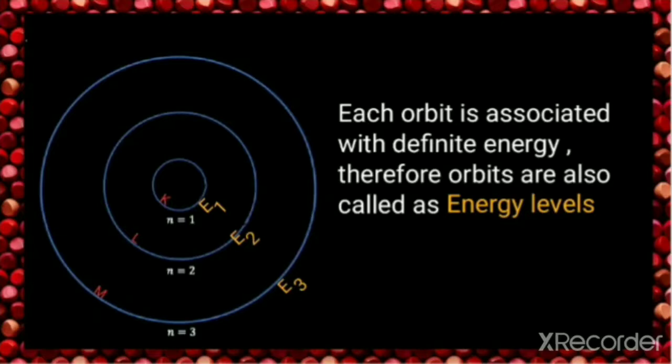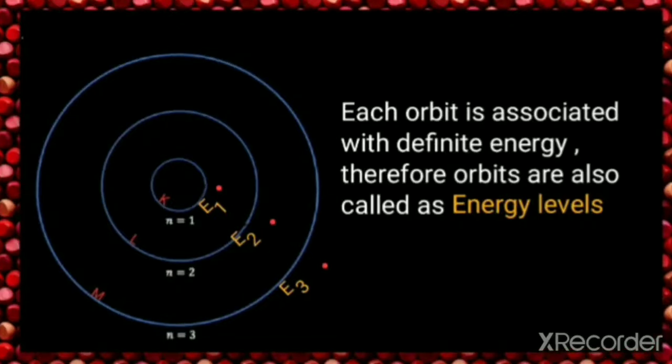Each orbit is associated with definite energy. Therefore, these orbits are also called energy levels. According to this theory, each orbit is associated with definite energy. As shown in the figure here, the energy of the first orbit is represented by E1, second is E2, E3, next will be E4, E5, etc. Because of this reason only, orbits are also called energy levels.